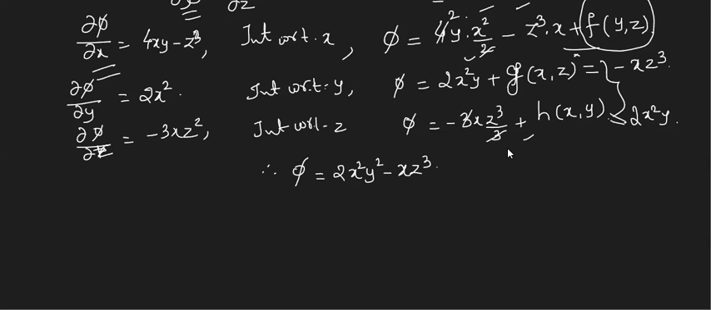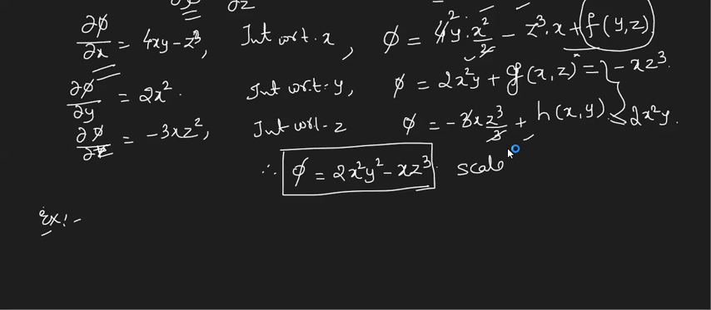2x square minus xz cube. What is the name for this? Don't forget, it is a scalar potential, which means it is a scalar quantity. Okay, hope the problem is clear.